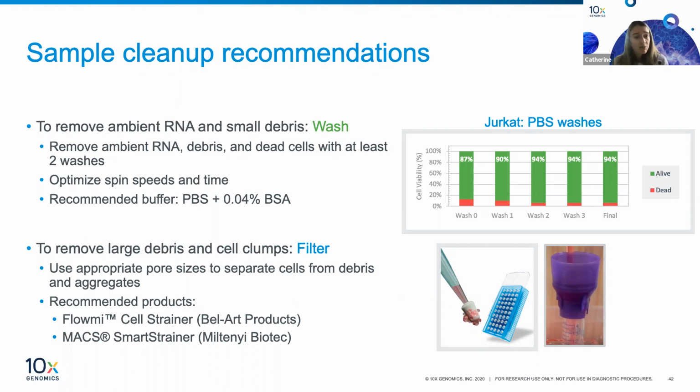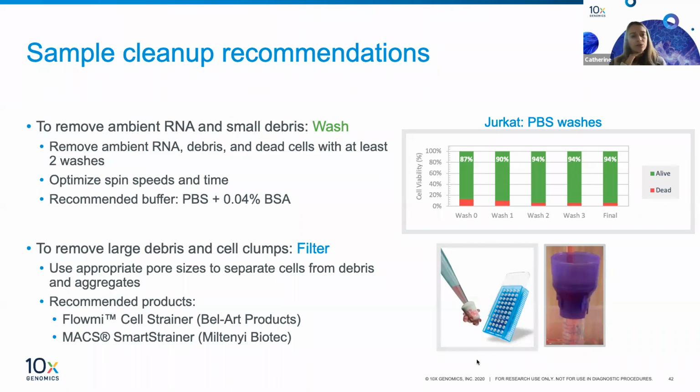We want to remove large debris and cell clumps using a filter. We have 2 recommended filters that we use in-house: the Flowmi cell strainer from Bel-Art and the MACS SmartStrainer from Miltenyi. The choice between these really comes down to the volume you've got to work with and what is available. The Flowmis are great for a quick filter once you have your suspension ready for final QC, because it just attaches to your pipette tip and you can pipette through very quickly for a final filtration of the sample.